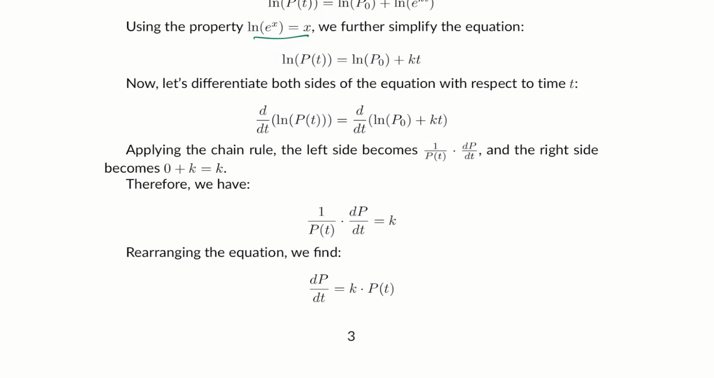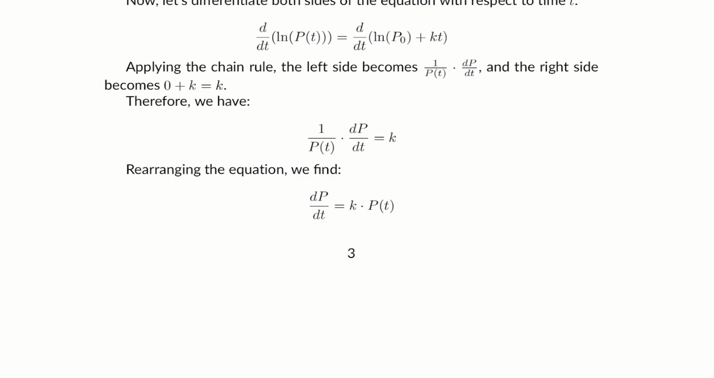P naught was just a constant. But here, kt is like a linear function, so when you differentiate it, you just get the slope. And so then you're left with 1 over P times dP/dt equals k. And then if we solve for dP/dt, what do we get? We get this is equal to k times P of t. So this is very interesting in that you have an equation in which you're relating P, the amount, and its own derivative. And so this is what we call a differential equation. It's the most important and simplest differential equation that we have.